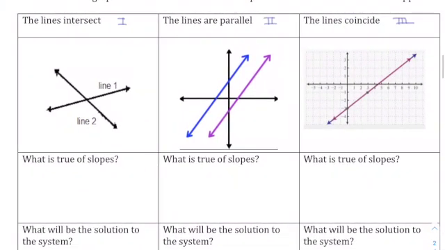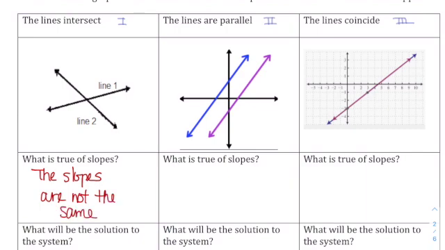Line 1 and 2, what is true about the slope? You notice they are going in different directions, so you can say the slopes are not the same. The second one, what is true about the slopes? If you look at it, they are going in the same direction, up the same way, rise over run. So the slopes are the same. And the next one, what is true about the slope? For the next one, they coincide, so the slope has to be the same.